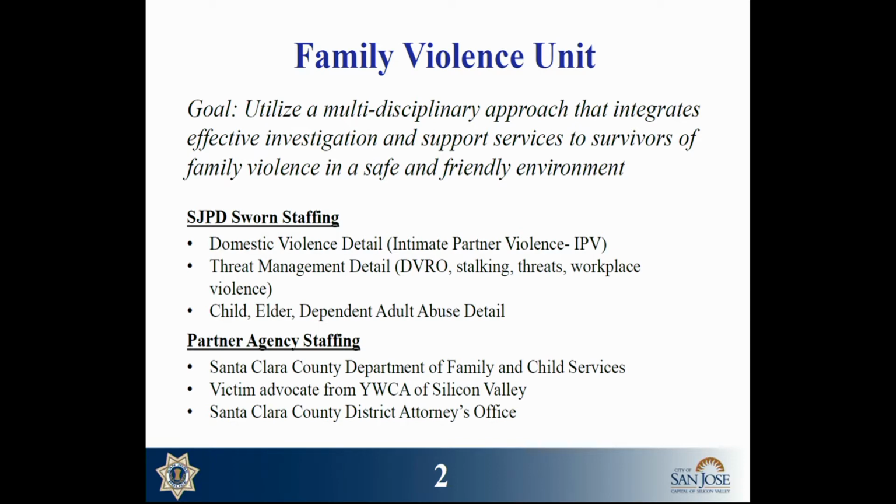In my unit, I have 3 teams. I have my domestic violence detail, which we also know as intimate partner violence, or IPV today. We have the threat management detail, which deals with things like domestic violence restraining orders, stalking, threats, workplace violence, that type of crime. And lastly, we have our team that does the child abuse, elder abuse, and dependent adult abuse. Those are the 3 teams that are the sworn staff there.